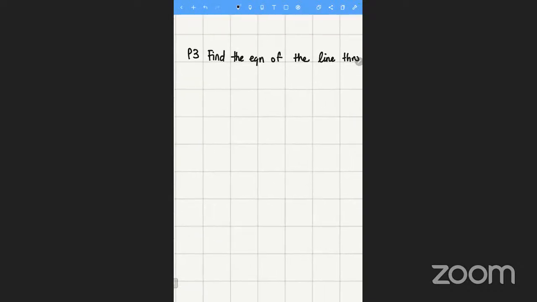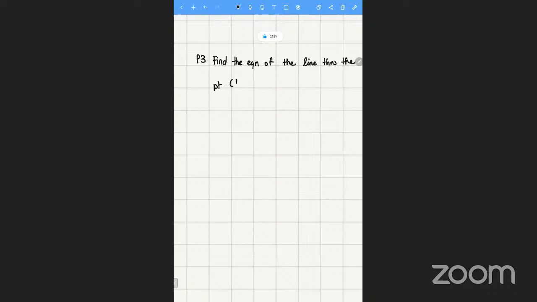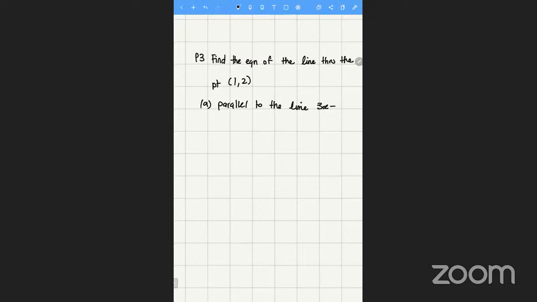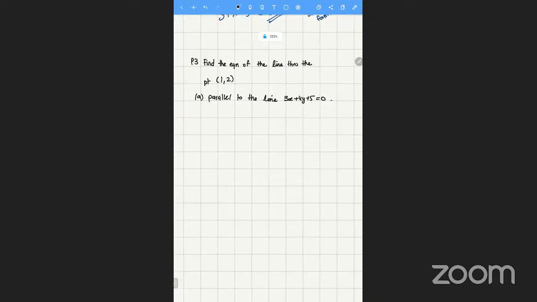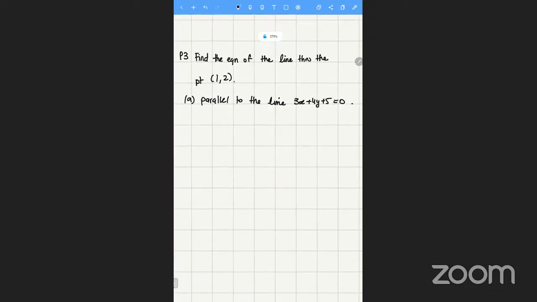Is it a good pace or should I go faster? Faster. Okay, so you want to find the equation of a line through the point 1, 2, and we want it parallel to the line 3x plus 4y plus 5 equals 0. First do A and then I'll give you B. So the equation of the line goes through this point 1, 2, and we have to make it parallel to the line 3x plus 4y plus 5.